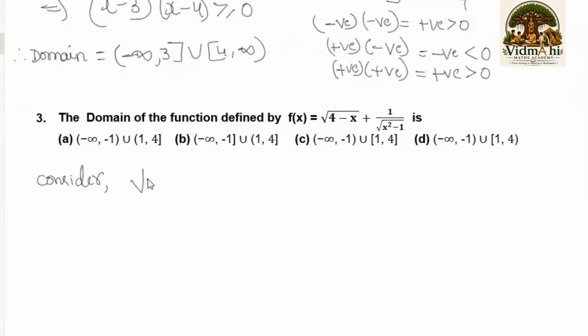root of 4 minus x. According to the rule to find the domain of the function, if it is a root of expression, the expression should be greater than or equal to 0. That means 4 minus x is greater than or equal to 0.